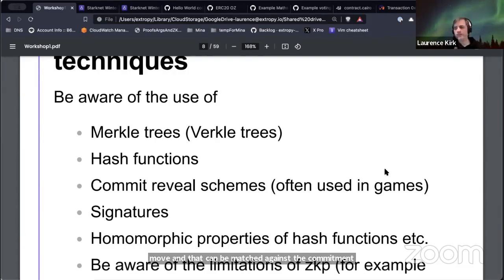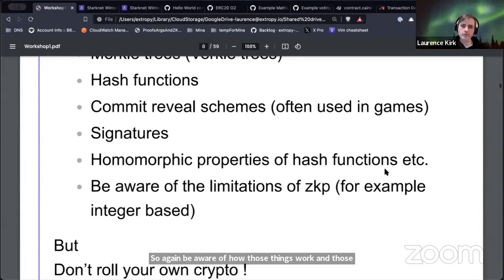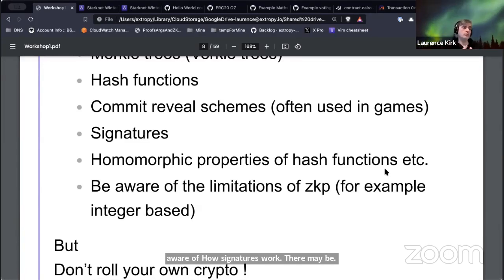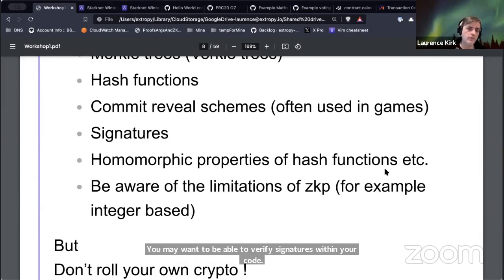So again, be aware of how those patterns work because they could well be useful for you. Understanding signatures is important because these are widely used. Obviously, you're getting transactions, and the signatures of these will be checked. This comes into account abstraction as well, so be aware of how signatures work. You may want to handle signatures within your code as well, and verify signatures within your code. So be aware of how that is done.